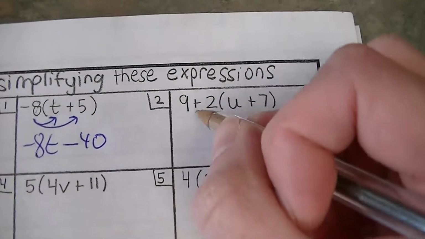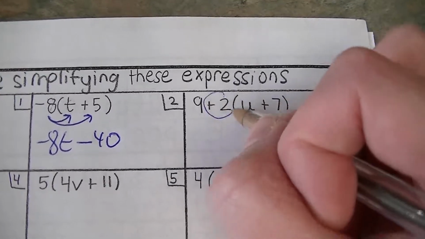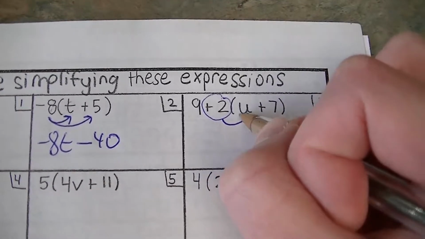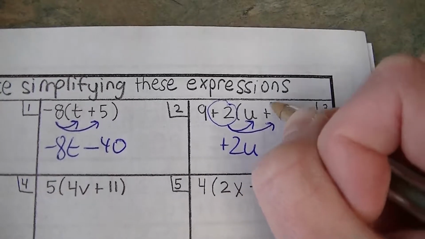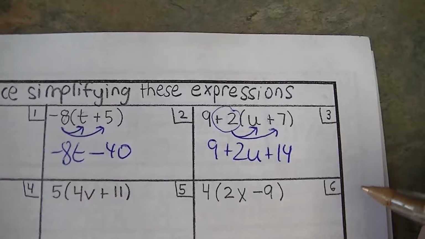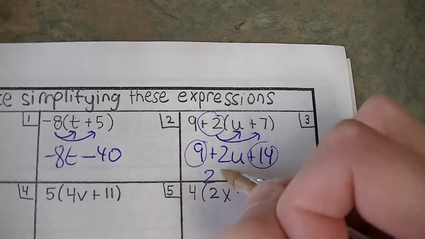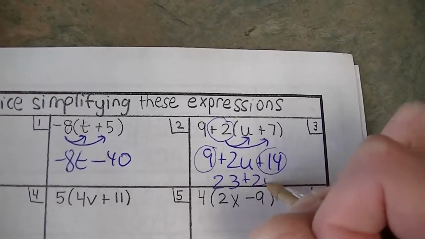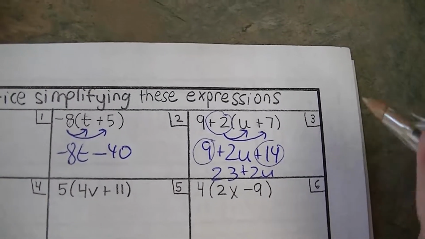Okay, don't let this mess you up. Don't you dare go 9 plus 2. Heck no. You gotta go positive 2 times u is a positive 2u. Positive 2 times a positive 7 is a positive 14. Bring down the 9. Simplify it from there. 9 plus 14 is 23. And then bring down your 2u. That one's tricky. Many of you will hopefully write that down as one of your 5 problems in the summary.